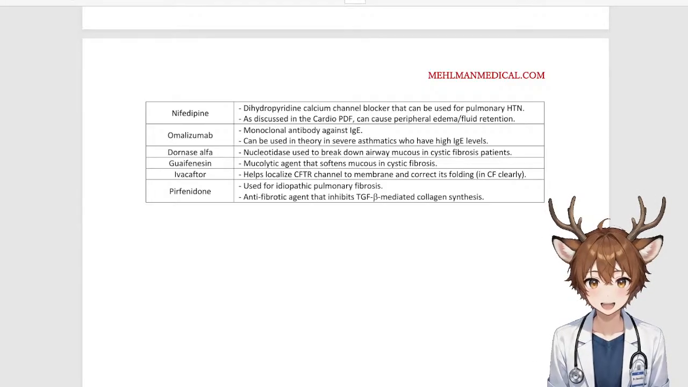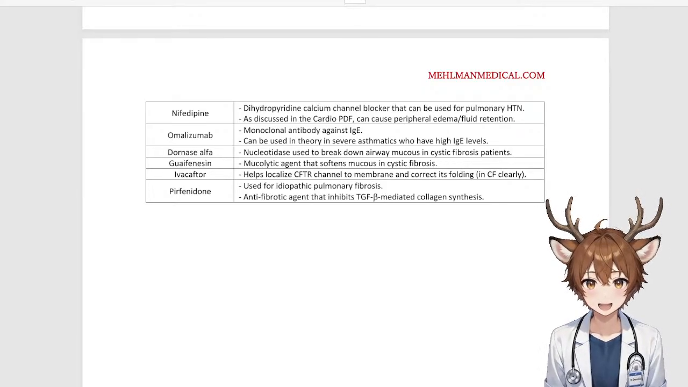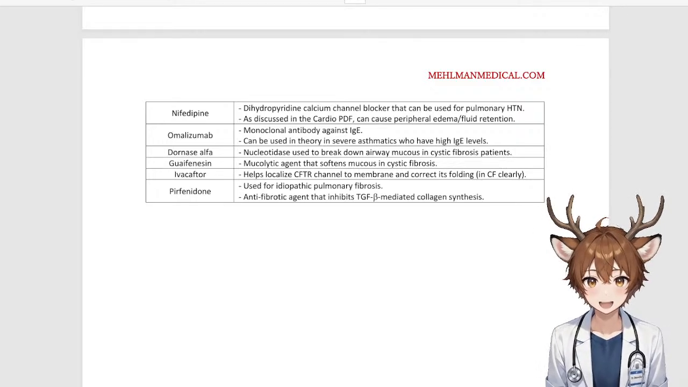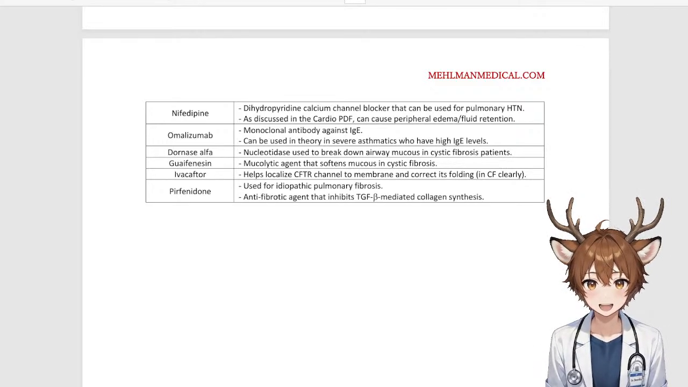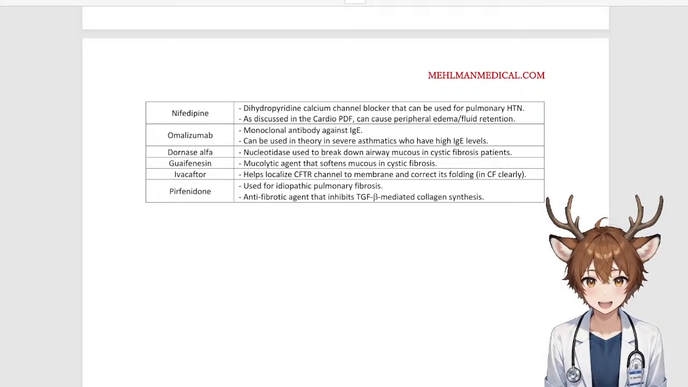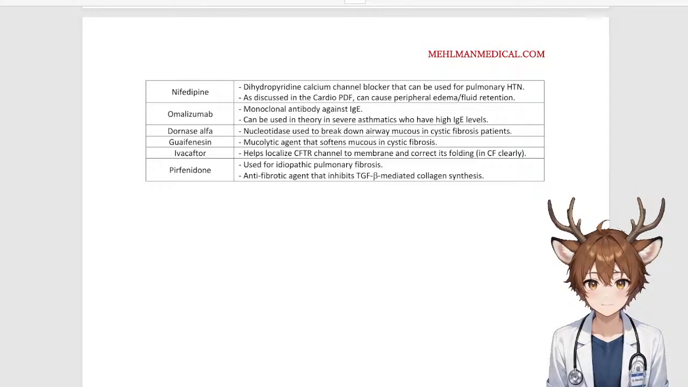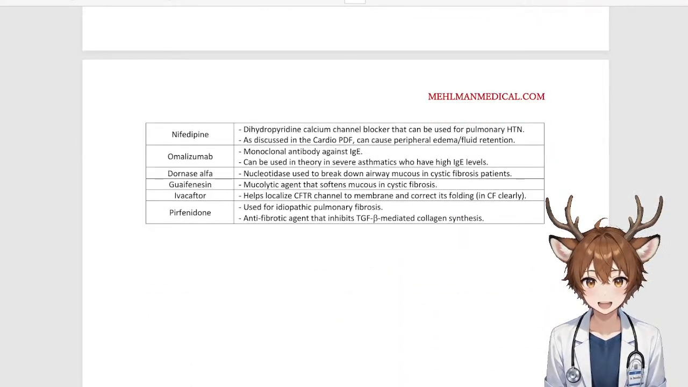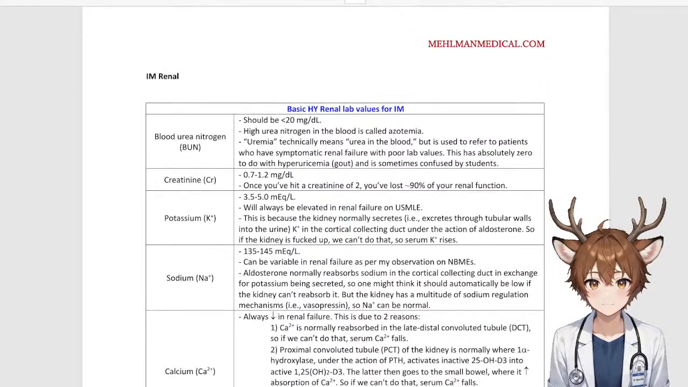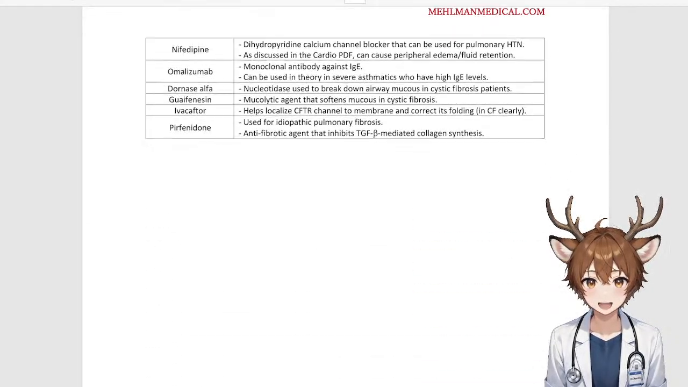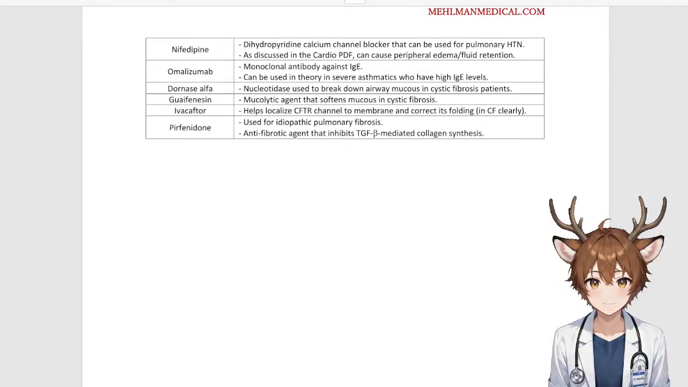Ivacaftor helps localize the CFTR channel to the membrane and correct misfolding in CF. Pirfenidone, used for idiopathic pulmonary fibrosis, is an antifibrotic agent that inhibits TGF-beta mediated collagen synthesis. And that is the end of the pulmonary section.